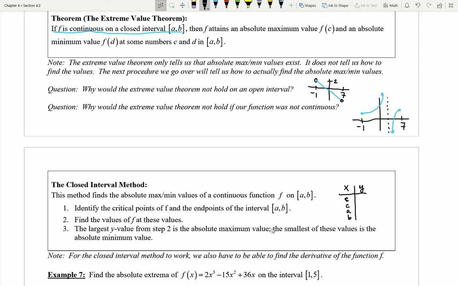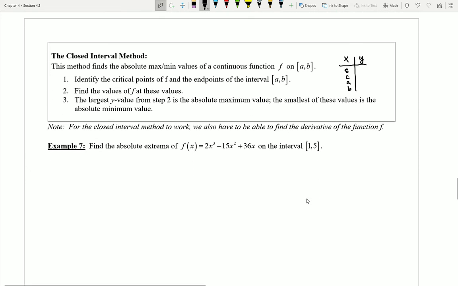So let's see how we're going to actually use this method on example number 7. Again, remember, we first have to check that our function is continuous and that we're working on a closed interval from some value to another value. So on example number 7, I want to find the absolute extrema of this polynomial function on the interval from 1 to 5. The closed interval part, boom, that's already checked off.